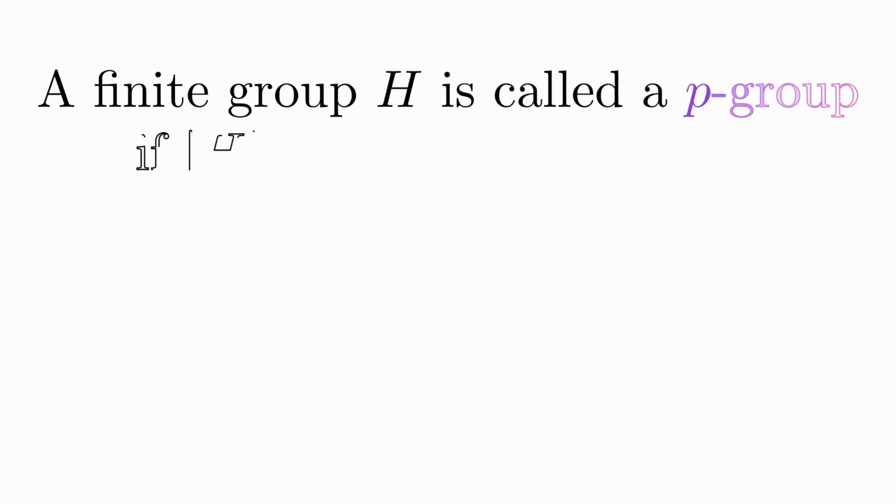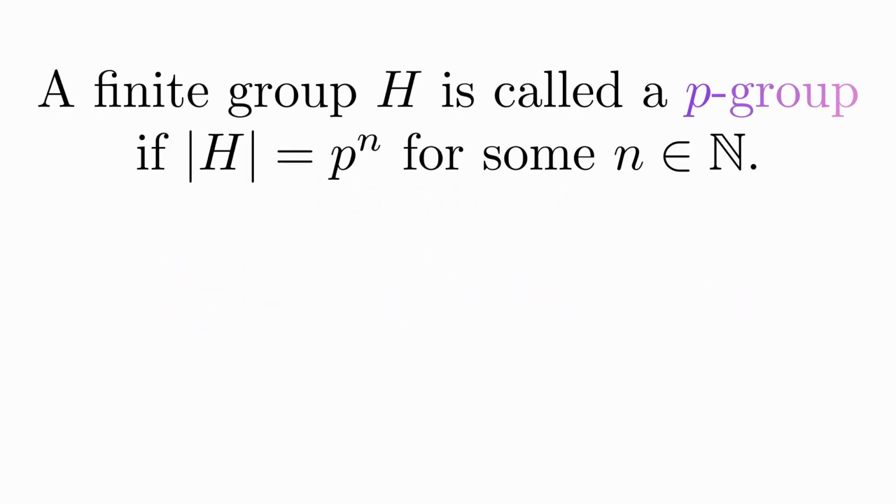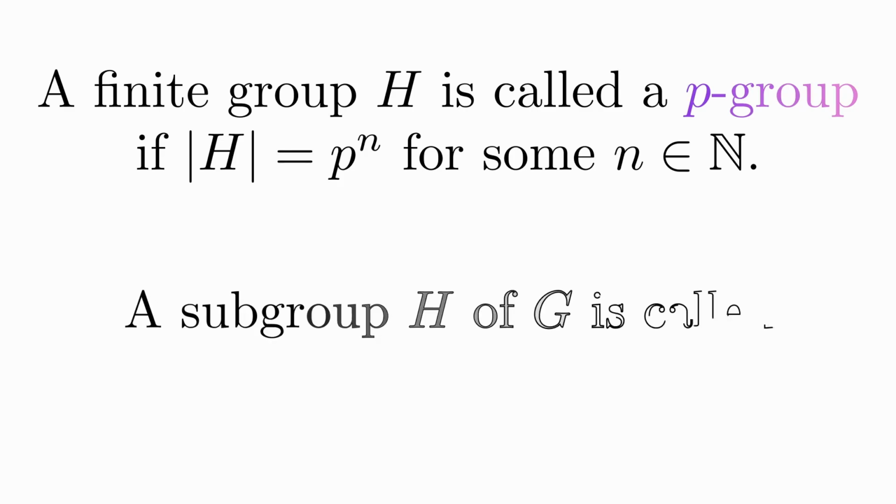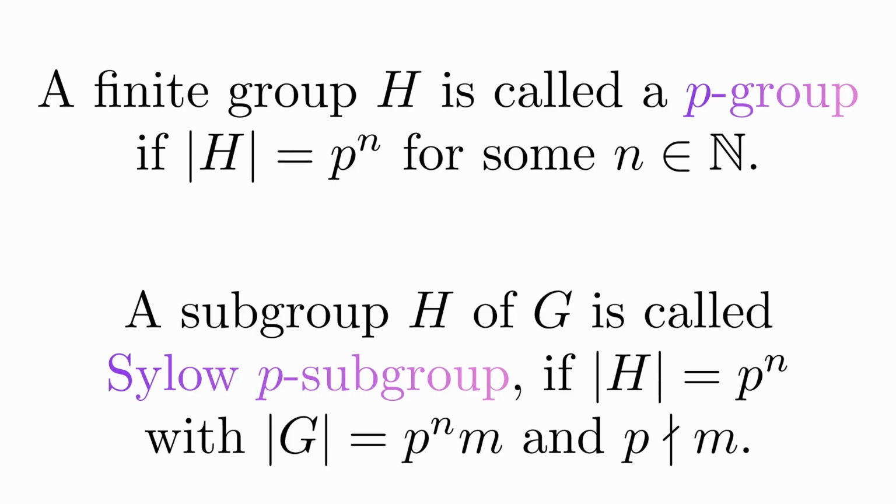We start with 2 definitions. For a prime P, a group is called a P group if the order of that group is a power of the prime. A subgroup is called a Sylow P subgroup if its order is the largest power of P dividing the order of the group. In this chapter, we will study P groups and how they appear as subgroups in general groups.